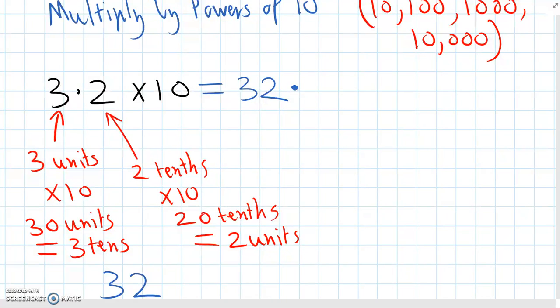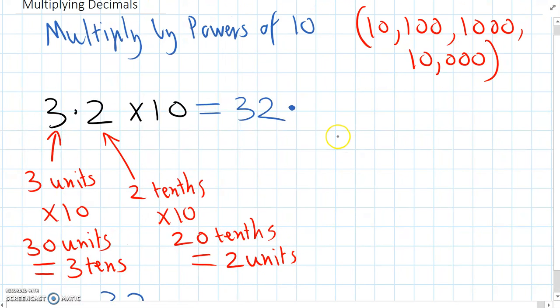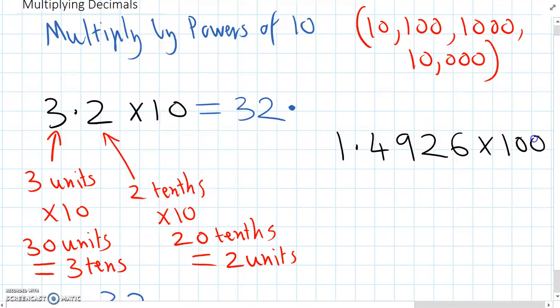Let's do another example. So we'll have 1.4926 times 100. So the 1 unit becomes 100 units. And that means it's the same as 100. So it's moved from the units place value to the hundreds place value.